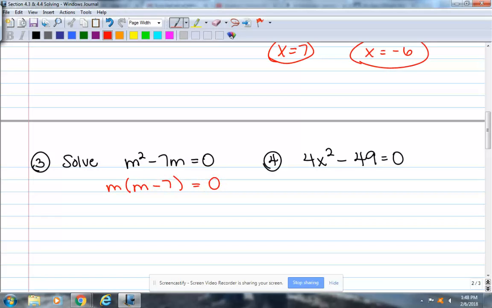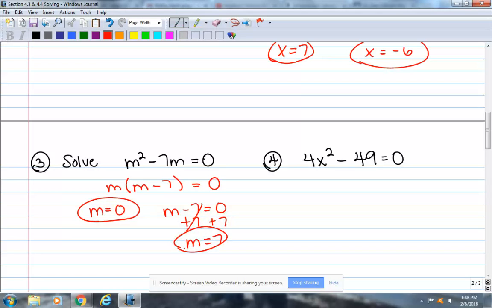So then you set all of your factors equal to 0, including the m over there. So the GCF gets equal to 0 also. And m equals 0 is already solved, isn't it? So that's one of our solutions. And then the second is 7. So this parabola will be crossing the x-axis at 0 and positive 7. Any questions about number 3? Number 4.